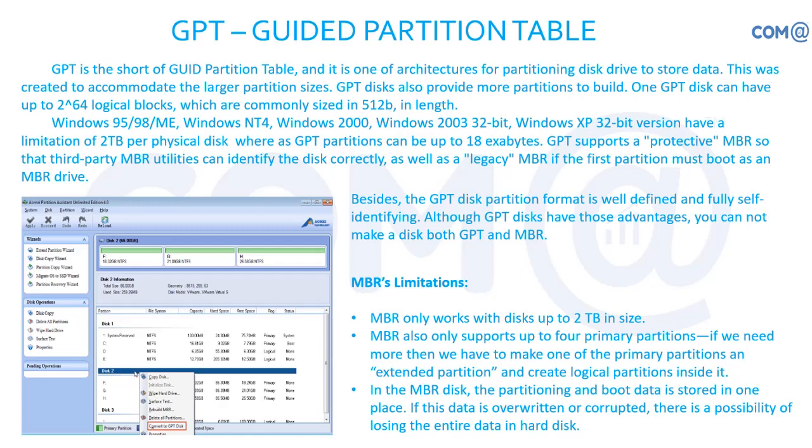GPT also supports protection for MBR, so that if anything happens to the MBR, it will get safeguarded, and there will not be any problem in restoring the data. Normal MBR works only up to 2 terabytes in size, not more than that. MBR supports only 4 primary partitions. We cannot have more partitions than that. As I mentioned in the previous slides, I can have 3 primary partitions and 1 extended partition, or I can have 4 primary partitions alone.